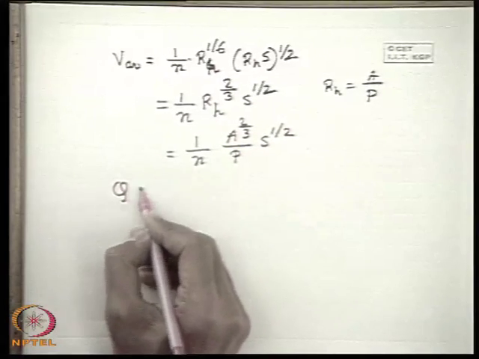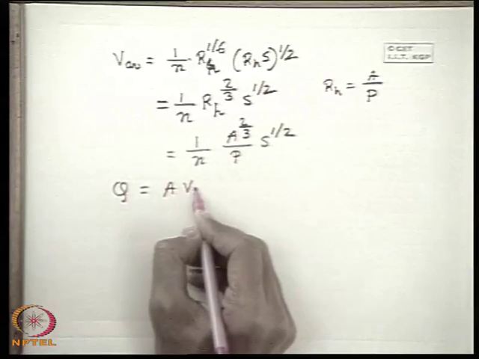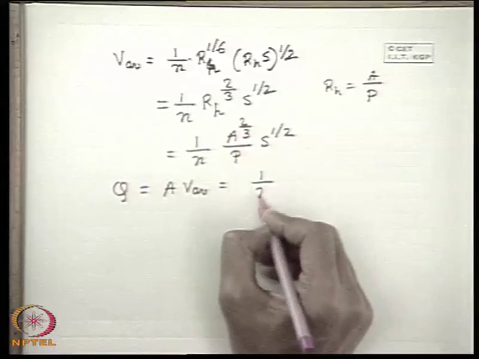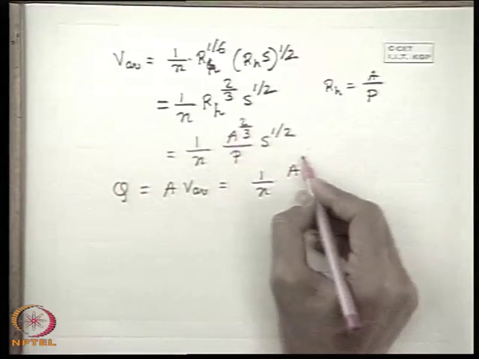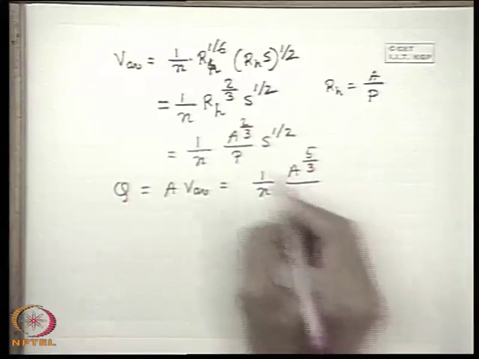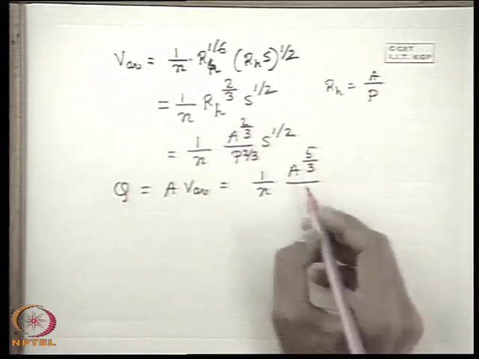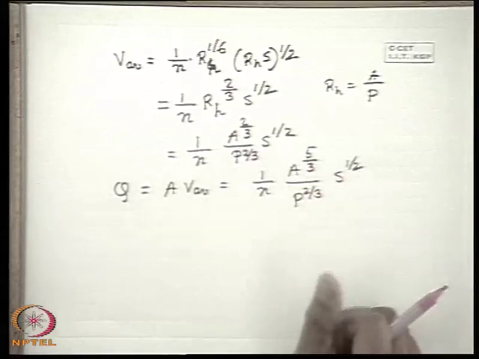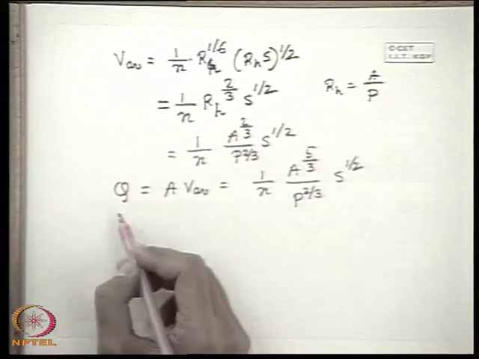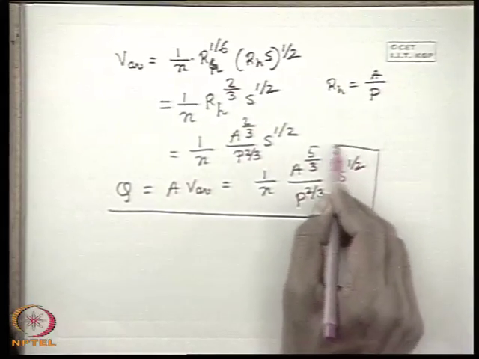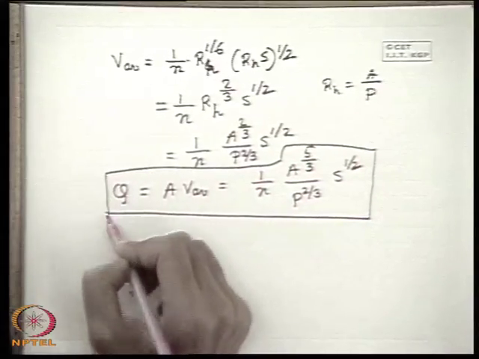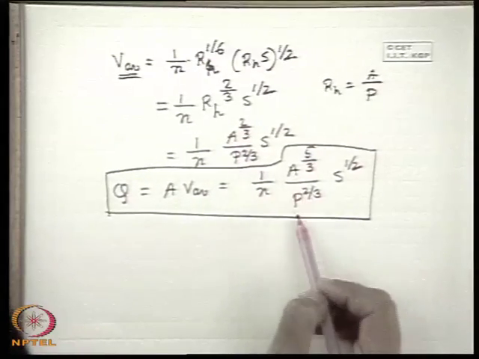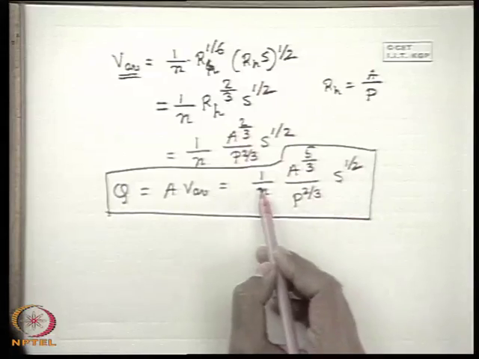And if we write the discharge Q, which is equal to A into V average, the cross sectional area A is multiplied, we can write 1 by n A to the power 5 by 3 divided by P to the power 2/3 into S to the power half. So, this is the expression for the volumetric flow rate. You see the volumetric flow through the channel, or the average flow velocity, is a function of the cross sectional area, the perimeter, the slope of the channel and the roughness factor.